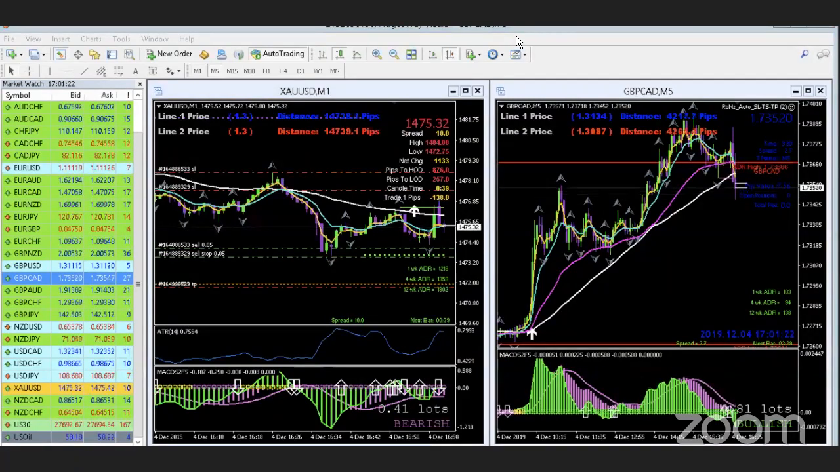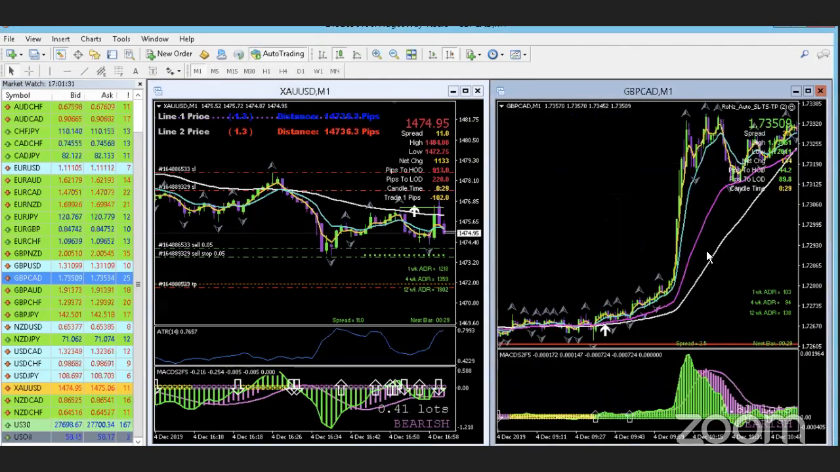I'm looking at AU, on behalf of Eric, just so you know. I would take an entry on GBP CAD. This is the 5 minute, going to the 1 minute. I would take a sell.